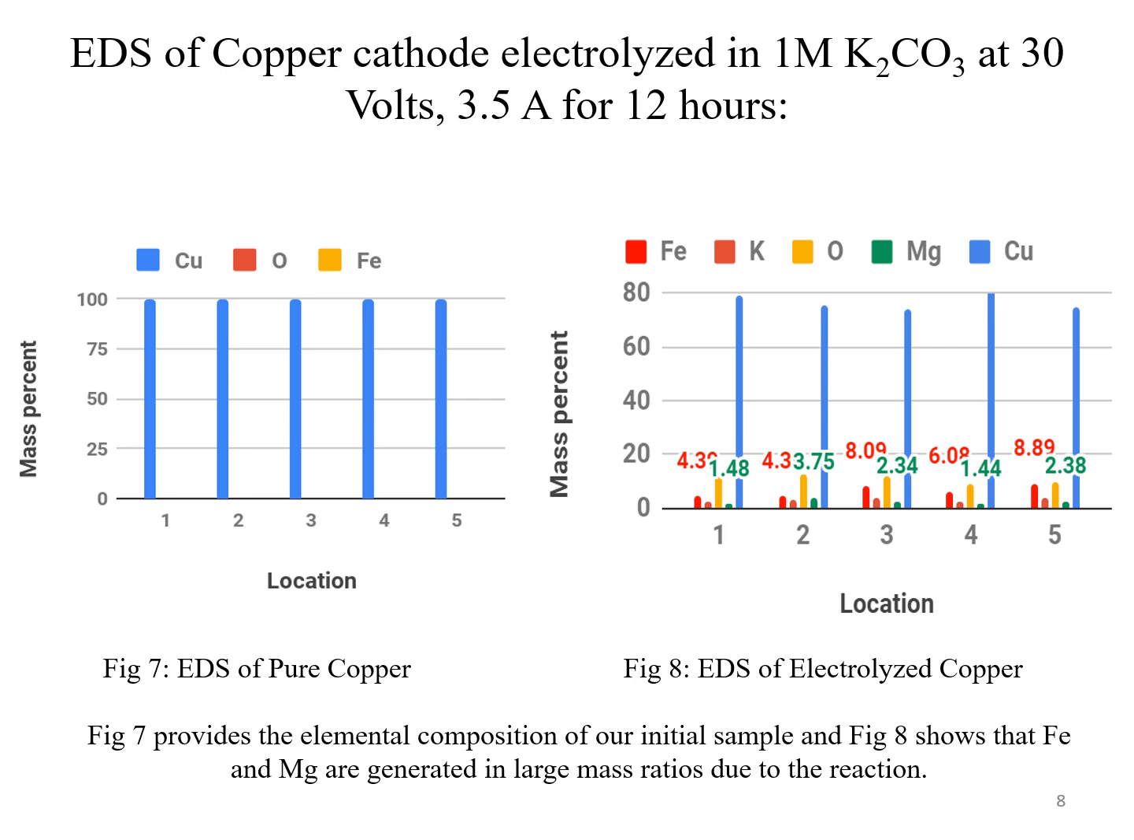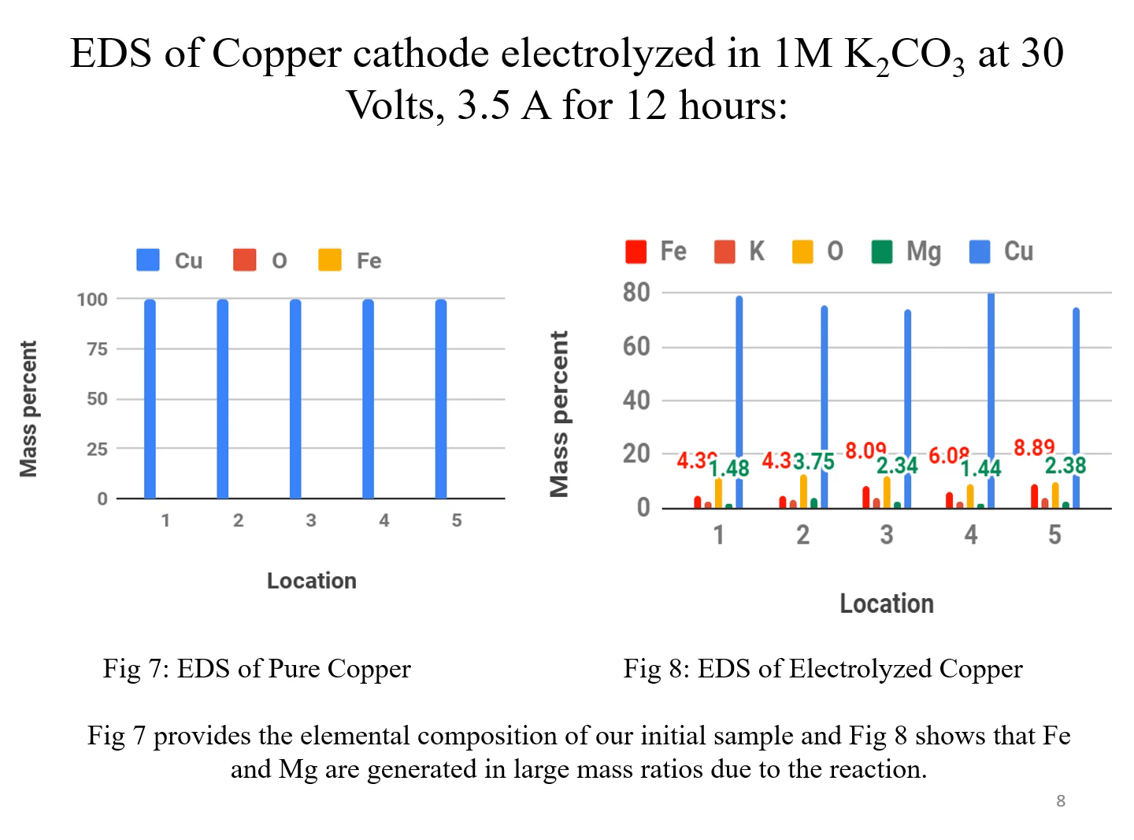Now let us look at another pure metal. Here we have chosen a pure copper metal. Figure 7 on the left hand side shows the EDS of the pure copper. The EDS analysis shows that at all the 5 locations we have 100% copper. This copper was then taken for electrolysis in 1 molar potassium carbonate electrolyte at 30 volts, 3.5 ampere current, and the run duration was 12 hours. Figure 8 on the right hand side shows the EDS of the electrolyzed copper.